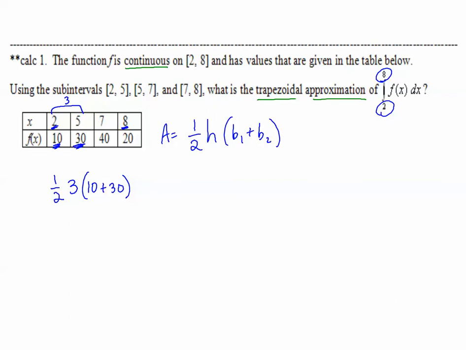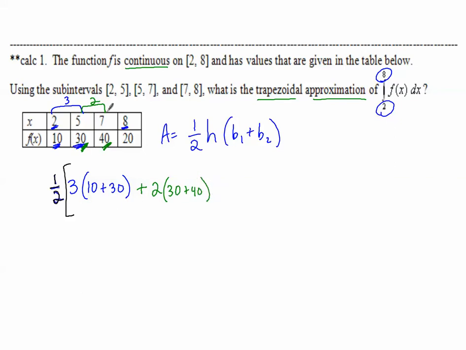That's our first area. Our second area is the region from 5 to 7. That's 2 units apart. Base 1, base 2. So 2 units apart. Well, let's see. Did I factor out the 1/2? Let's see. Everything has the 1/2, so we'll factor it out. Base 1 plus base 2, 30 plus 40.